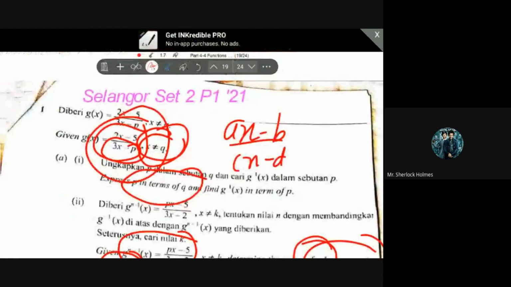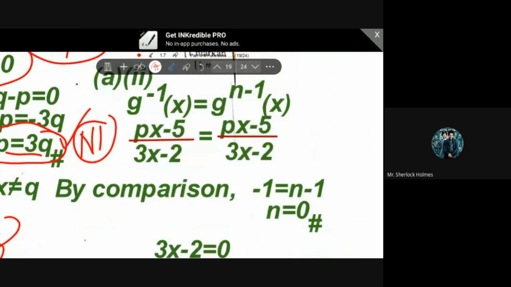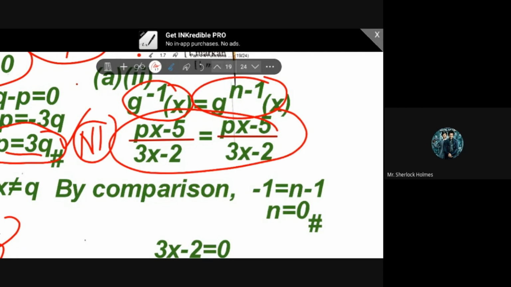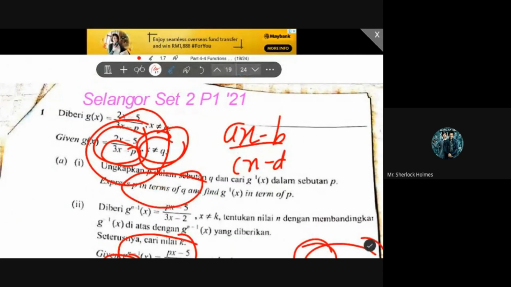Tepa kata sebenarnya kamu kena equalize both. Kamu kena samakan G inverse dengan G n minus 1. So, you see, kedua-dua equation ni sebenarnya sama. Dari soalan dan juga dari bahagian yang tu. So, you can get yang ni. Kamu boleh compare index soalan ni. You see? Kat atas ni kamu boleh compare sebab equation dia dah sama. So, you will get n is 0. That's all. 1 mark only. Just like that. So, this is how you score lah.